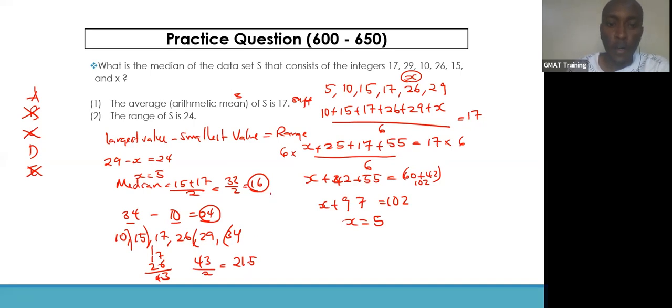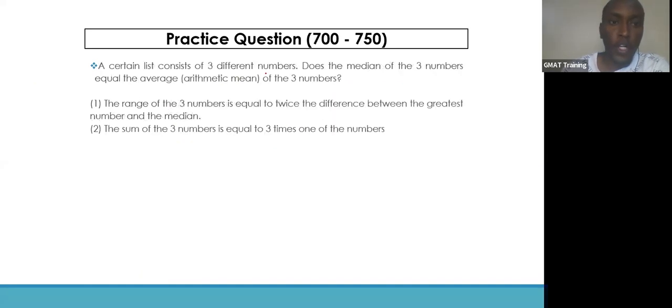As you can see, we have two values for the median, and therefore this statement is not sufficient. Right, let's give another question a try. It's a DS question at the 700 to 750 level. Give it a try, then I'll jump in. So let's put down the answer choices.